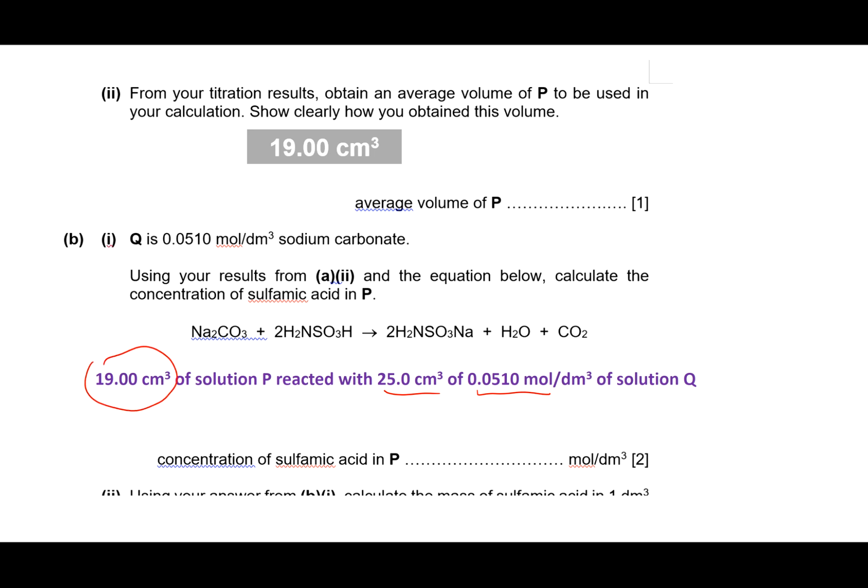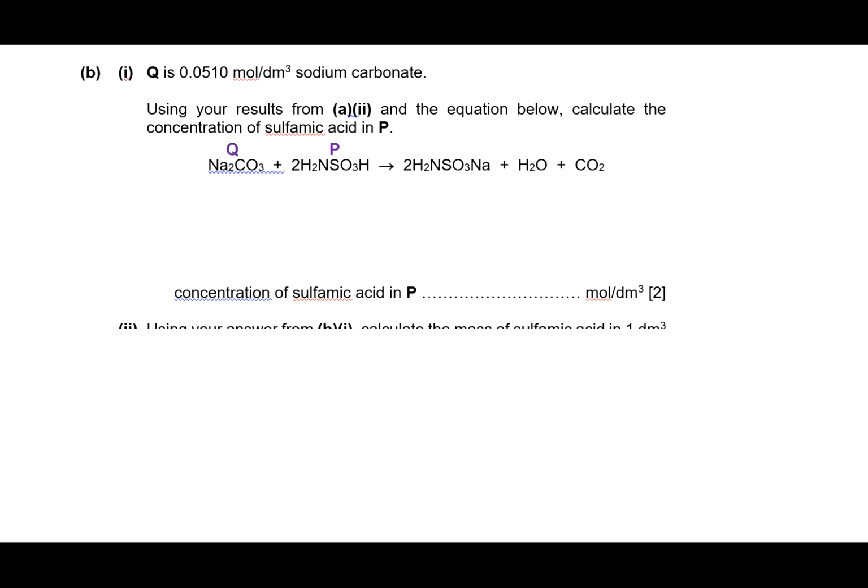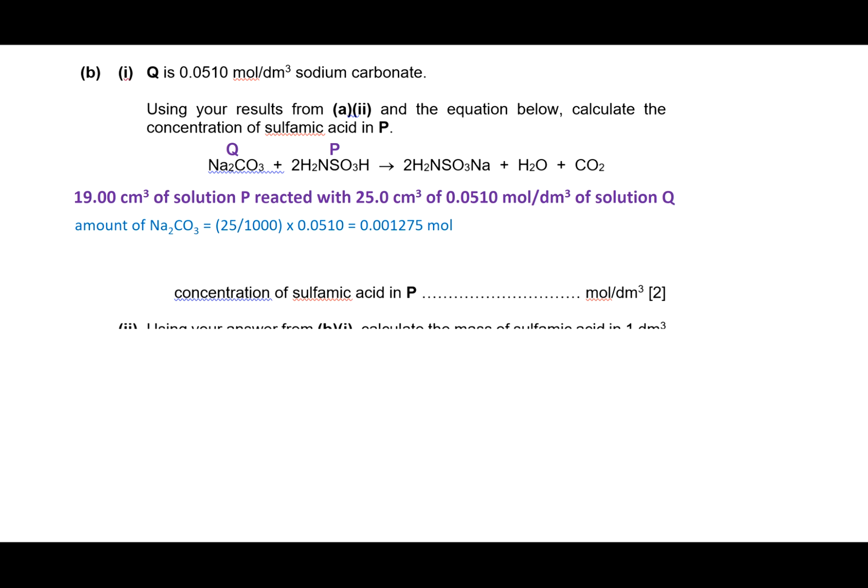So think about it. How can I determine the concentration of sulfuric acid? Q is my sodium carbonate, P is my sulfuric acid, H2SO4. Let's recap our mole concept again. Step 1: you need to calculate the number of moles of Na2CO3. Concentration times the volume, and remember to divide by 1000 because it's 25 cm³ in this case.